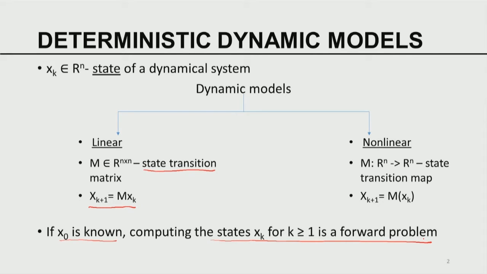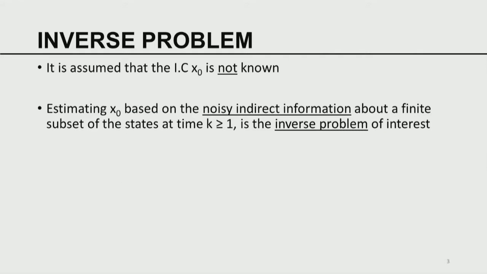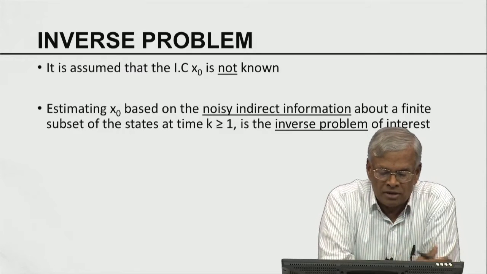Likewise, for the nonlinear model, I should be given a state transition map. M is a vector valued function of a vector, M from Rn to Rn. Here, the state at time k+1 is given by M of xk as opposed to M times xk. That is the difference between linear and nonlinear models. Again, given x0, whether it is a linear model or a nonlinear model, computing the future states is a forward problem. Now we are interested in the inverse version within the context of dynamical models. In the inverse problem of interest to us, it is assumed that x0, the initial condition, is not known.